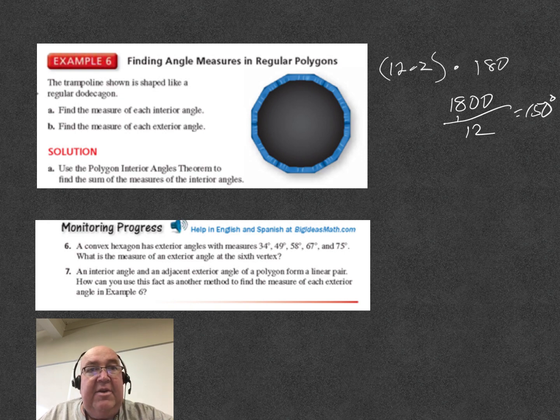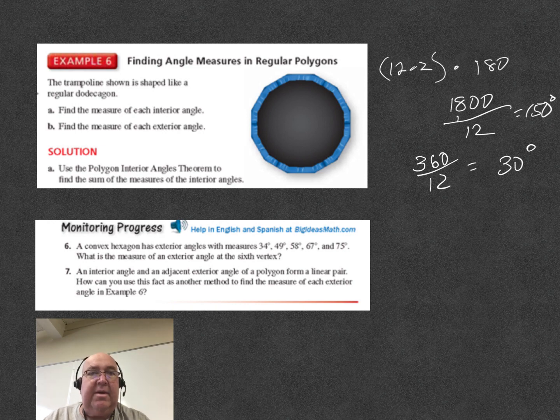The exterior angles are going to add up to 360. There's going to be 12 of them. Each of those is going to be 30 degrees.